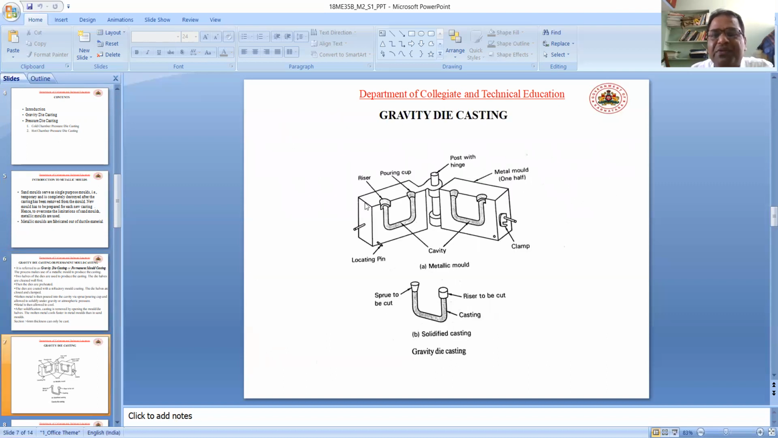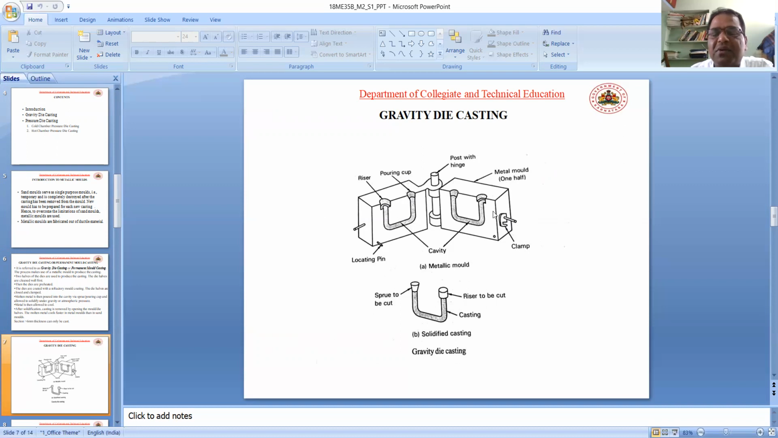So this is the diagram of gravity die casting. Two dies or two hollows, first one and second one, are the metal mold hollows. This is the riser or pouring cup. This is the cast or object to be cast. There is a hinge for closing or holding the two metal dies. A clamp is there. We are going to pour the molten metal here in the pouring cup, and the riser will be there. The excess material will come and accumulate here. This is the cavity, the shape of the object we require.